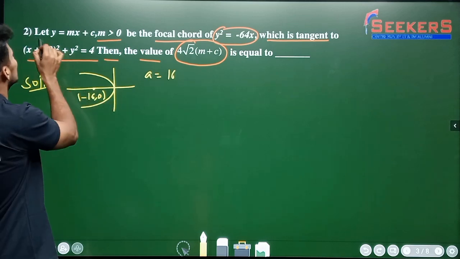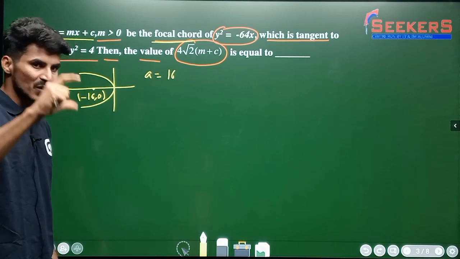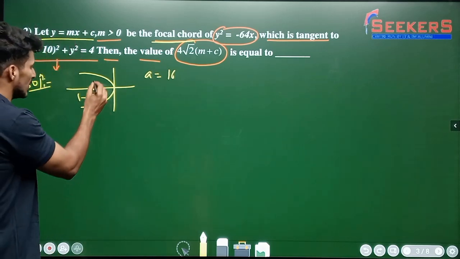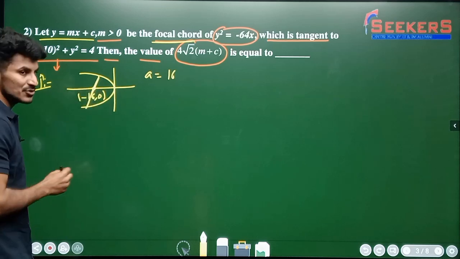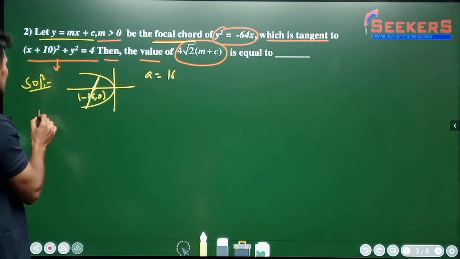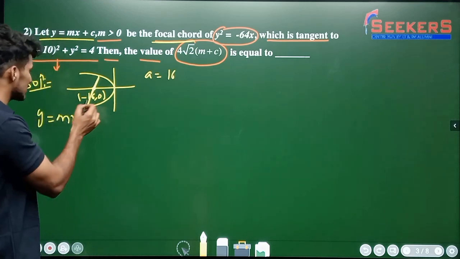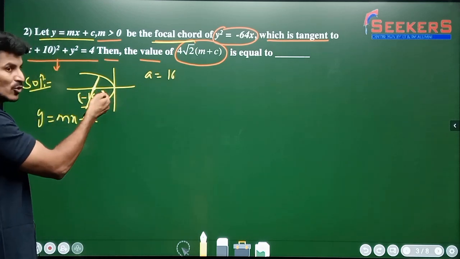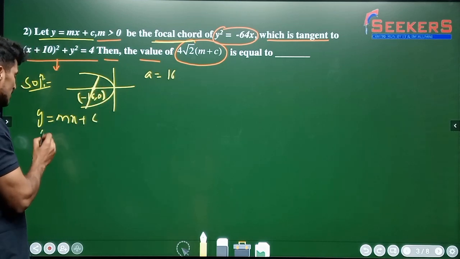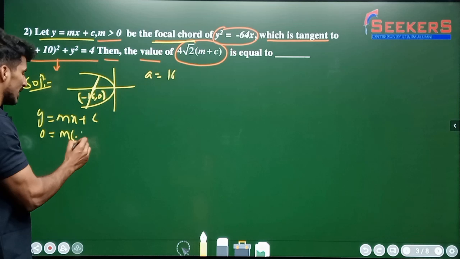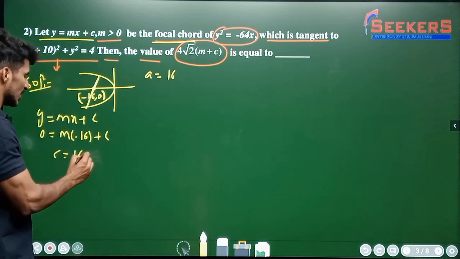So what he has given here is a focal chord. A focal chord is nothing but a line segment which passes through the focus, right? So this is the focus, and the chord passes through minus 16 comma 0. Now y is equal to mx plus c is given, so let us substitute the point minus 16 comma 0 over here, because this is a focal chord which passes through the focus. 0 is equal to m into minus 16 plus c. Then what I am going to get here is c is equal to 16m.